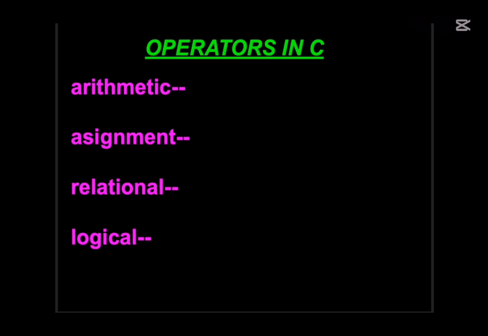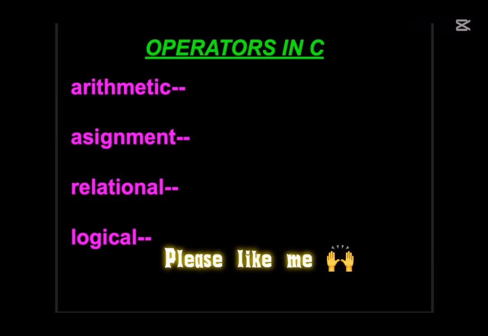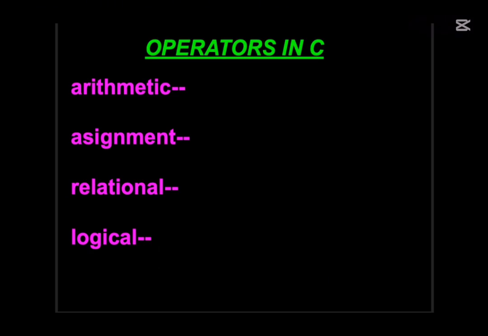Hello guys, I'm going to be talking about operators in C programming. We have different types of operators. These are just symbols which allow the computer to perform some operation on data. These symbols actually mean something to the computer, and this allows the computer to do some operations on our data.